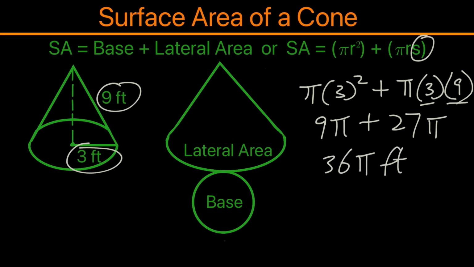And that's feet squared. Now if we want the exact number, we can replace pi with 3.14, and 36 times 3.14, punching that into the calculator, would be 113.04 feet squared.